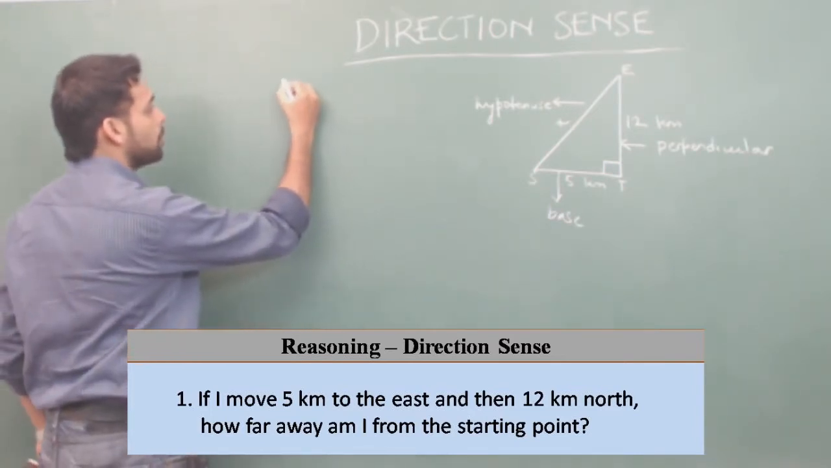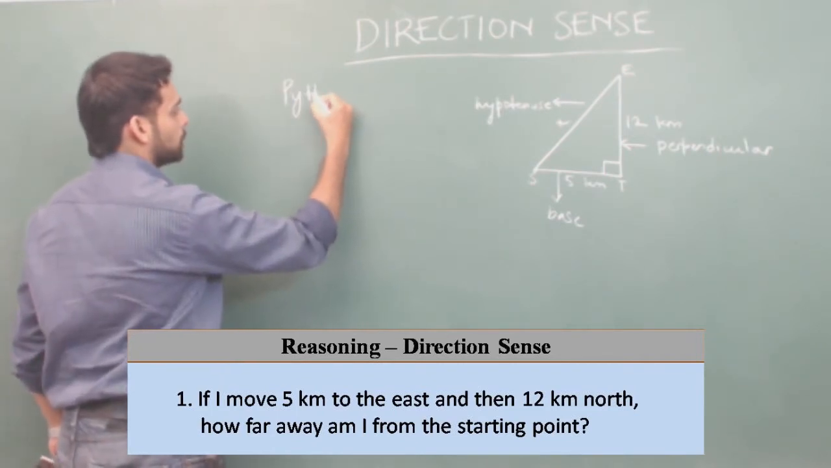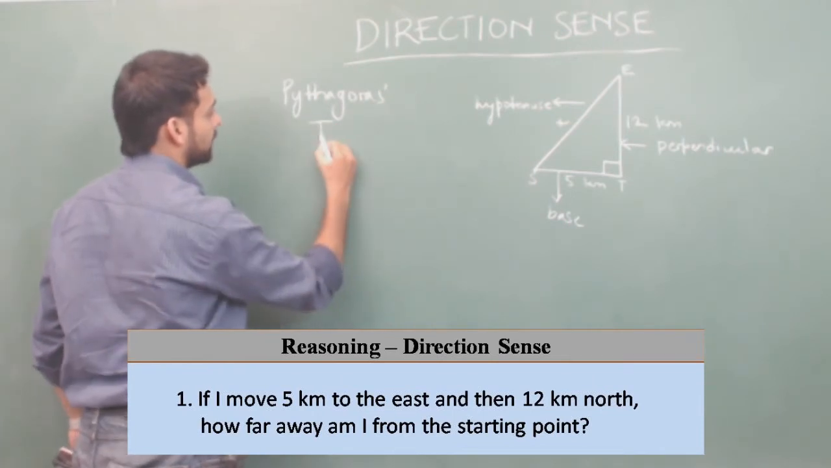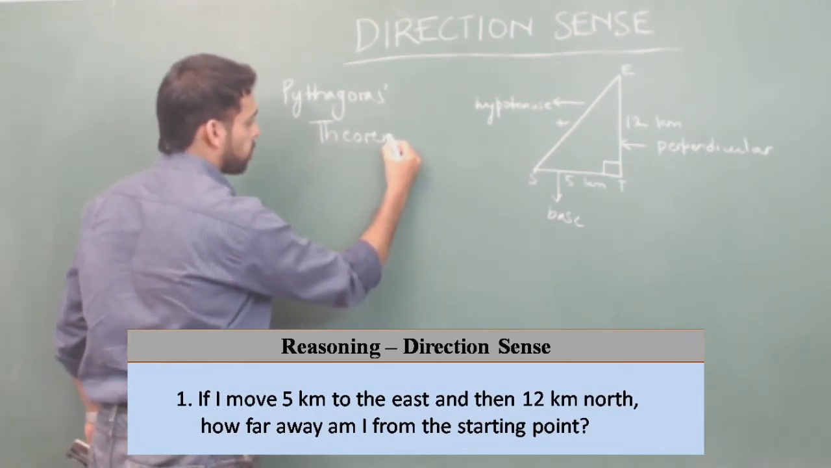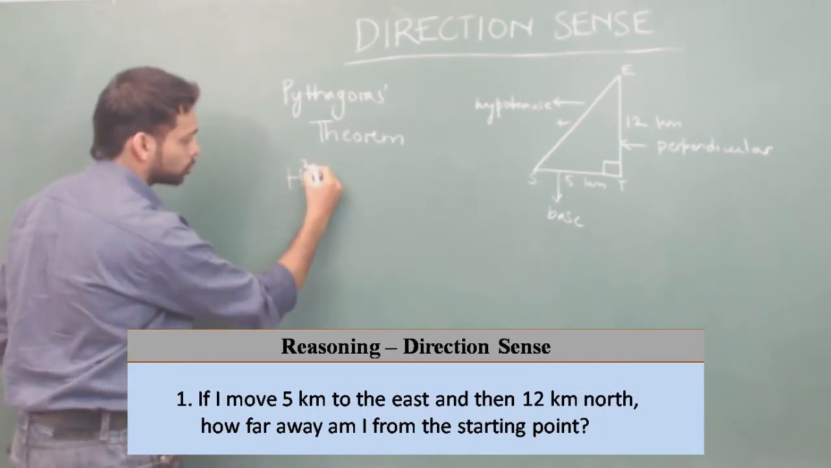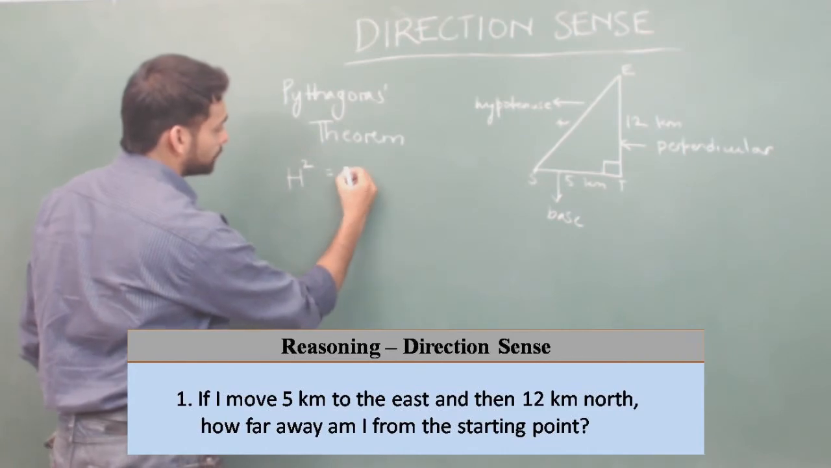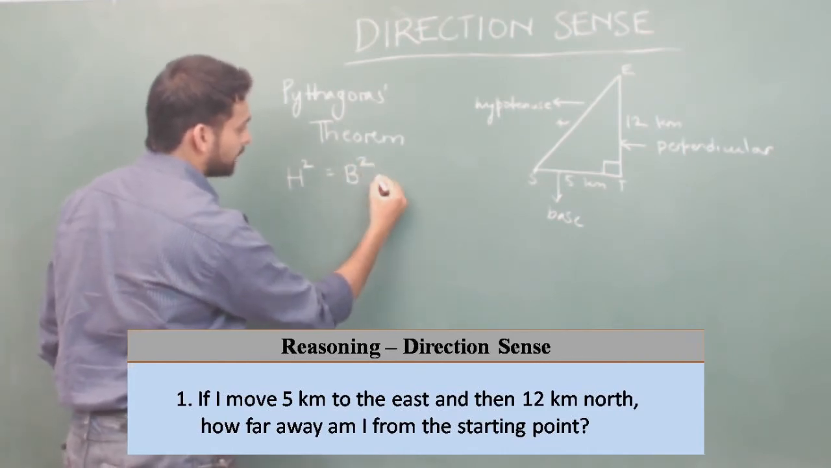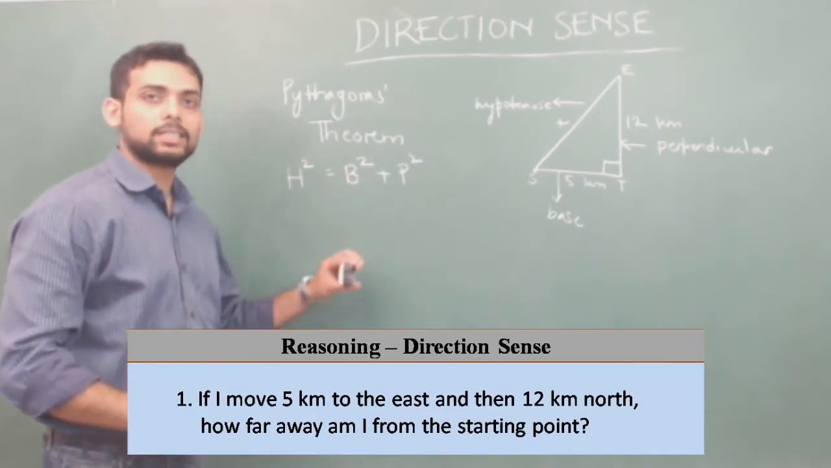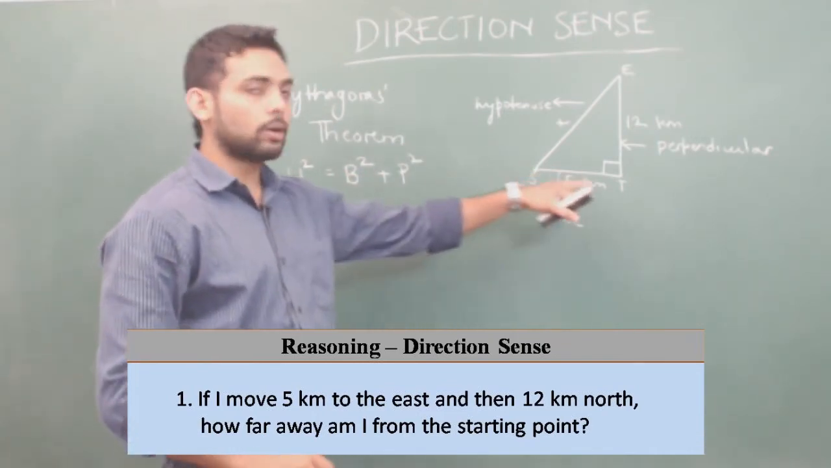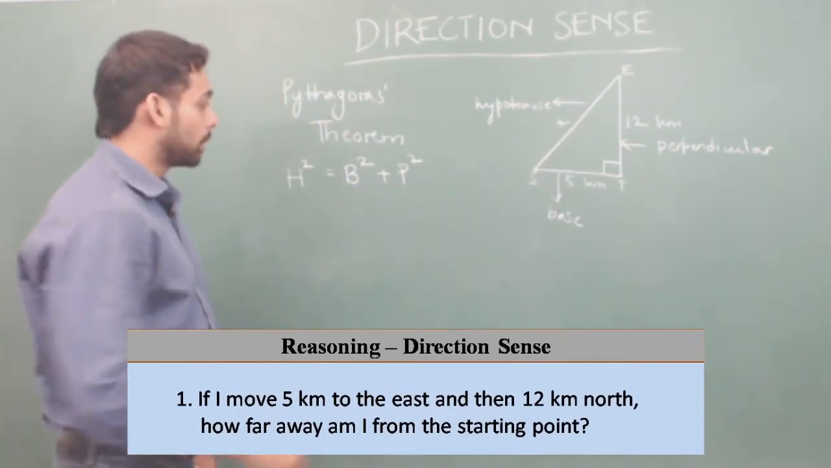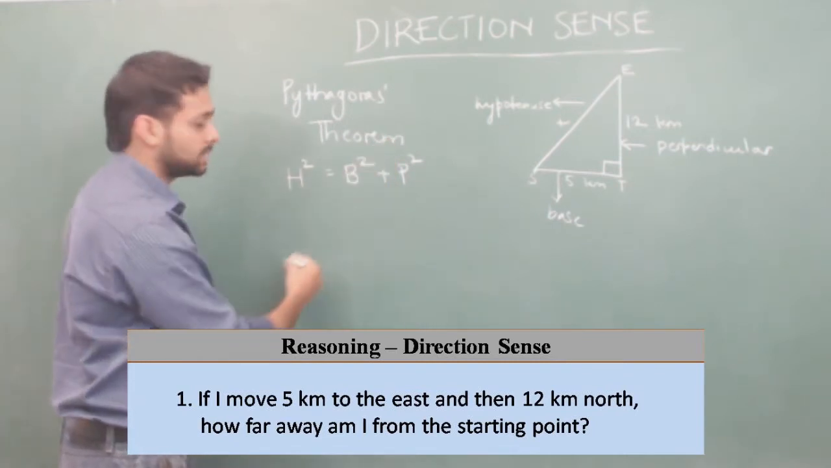So Pythagoras theorem states that your hypotenuse square is equal to base square plus perpendicular square. Okay, this is a generic equation which is used for solving all problems for right angle triangles. So I will apply this formula. I have to find my hypotenuse, which is x.